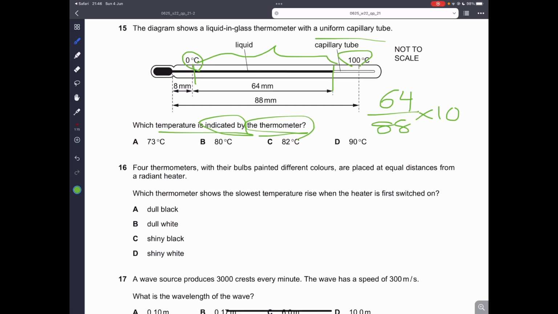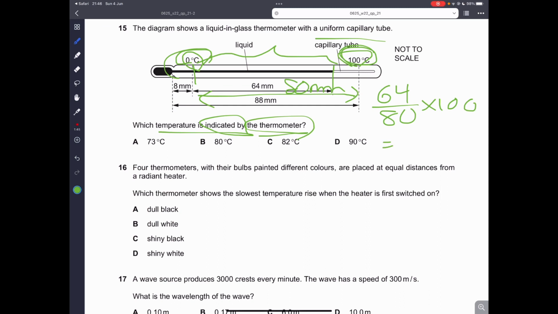Okay, so here you have to know that this is not going to be 88, because here you only have to look at the upper fixed point and the lower fixed point, which is 0 and 100. So you only have to know the total, which is 88 minus 8, and this will give us 80 millimeters. And so 64 is going to be over 80, and this is going to be times by 100, because there is 0 to 100. We want to know the answer. So 64 divided by 80 multiplied by 100. This will give us 80 degrees Celsius. So B is the correct answer.